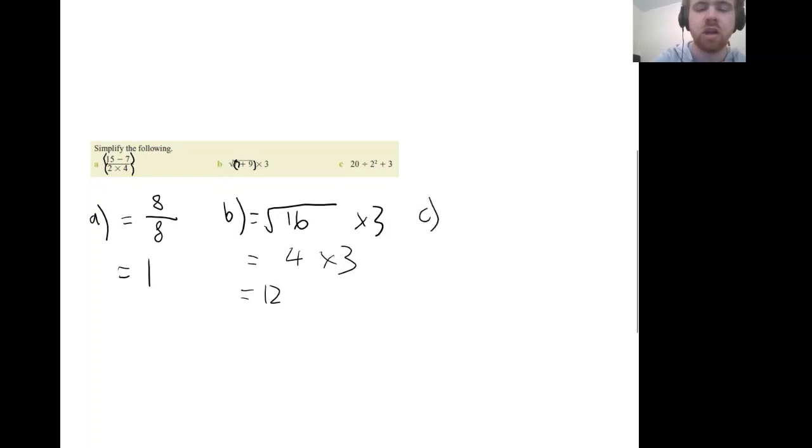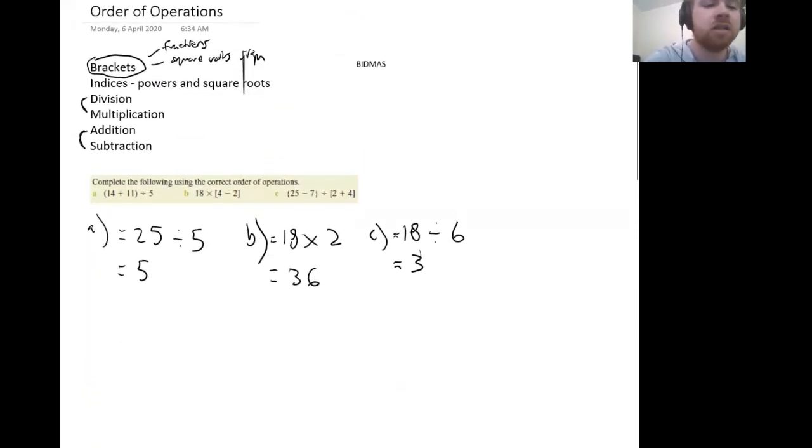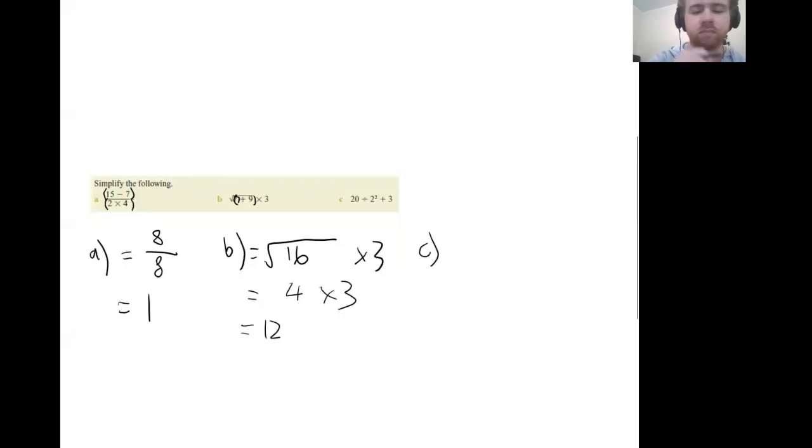Okay, last question. We've got to scan the question first. Have a look at what's in the whole question before you do anything. So there's 20 divided by 2 squared plus 3. So I've got a divided by, I've got a squared, that's a power or an indice, and then I've got a plus. So I know the first thing I've got to do based on my order is the indice first, and then it's a division, and then the plus.